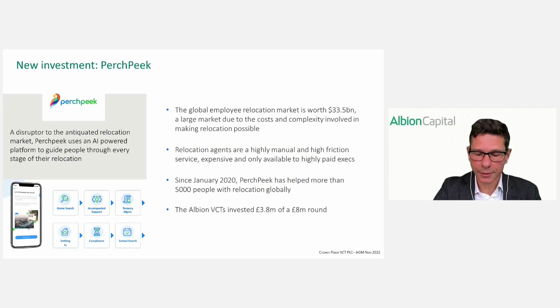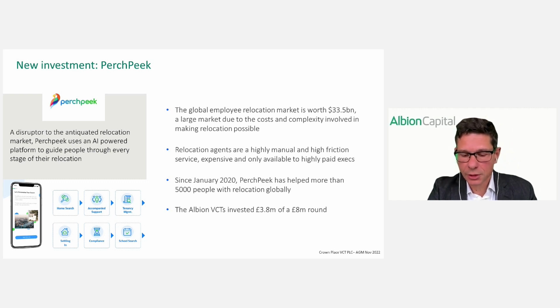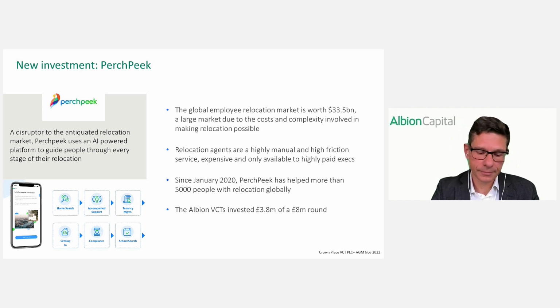So Perch Peak is a very exciting young business which helps blue chip clients to help their own employees relocate. The company started in 2012 and 2020, and since then has helped more than 5,000 people relocate across the globe. The Albion VCTs invested 3.8 million as part of an 8 million round. We led the round and we've taken a board position.